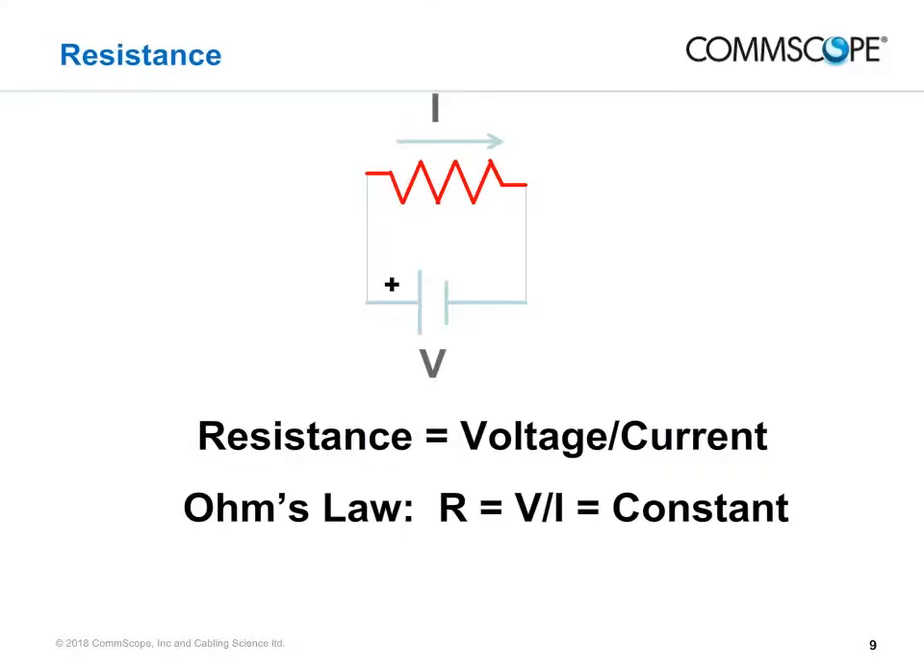The German physicist Georg Ohm found that for any given material, resistance is a constant, which means that any change in voltage must be proportionately matched by a change in current. In Ohm's honor, this constant relationship between voltage and current is called Ohm's law.